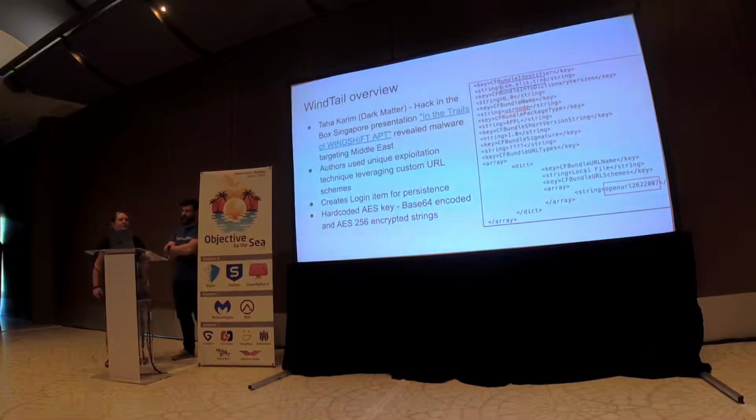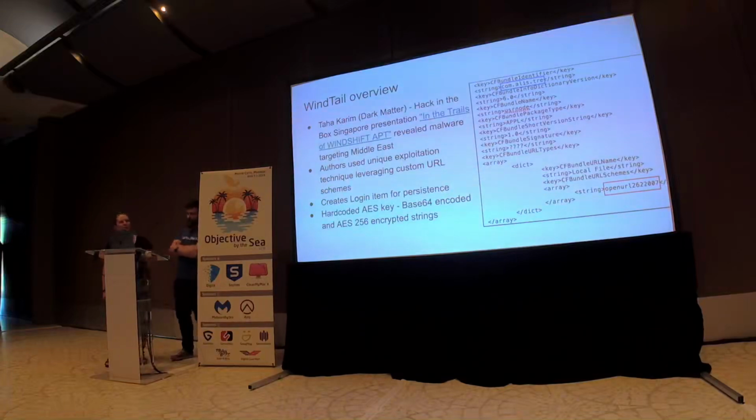They used basically a unique exploitation technique that leveraged custom URL schemes, which Patrick actually wrote about in his blog. That goes into a little bit more detail, and I think I posted the link for that as well. It creates a login item, typically for persistence. There's a hard-coded AES key, so basically the strings are base64 encoded and then AES encrypted. So we wanted to kind of just show that.